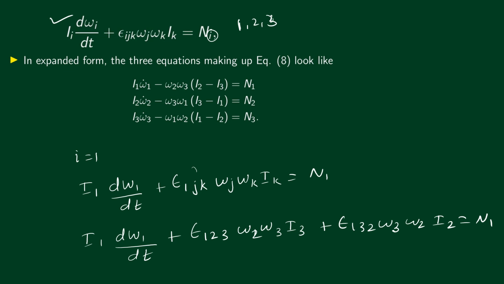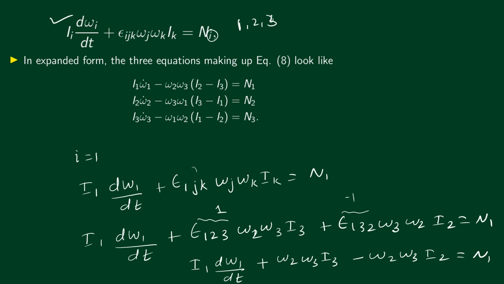Now we see that epsilon 123 is equal to 1, whereas epsilon 132 is equal to minus 1. So this equation becomes I1 d omega 1 by dt plus omega 2 omega 3 I3 minus omega 2 omega 3 I2 is equal to N1. We can combine these two terms by taking omega 2 omega 3 outside and we get this equation: I1 omega 1 dot, where omega 1 dot is d omega 1 by dt, minus omega 2 omega 3 (I2 minus I3) equal to N1.